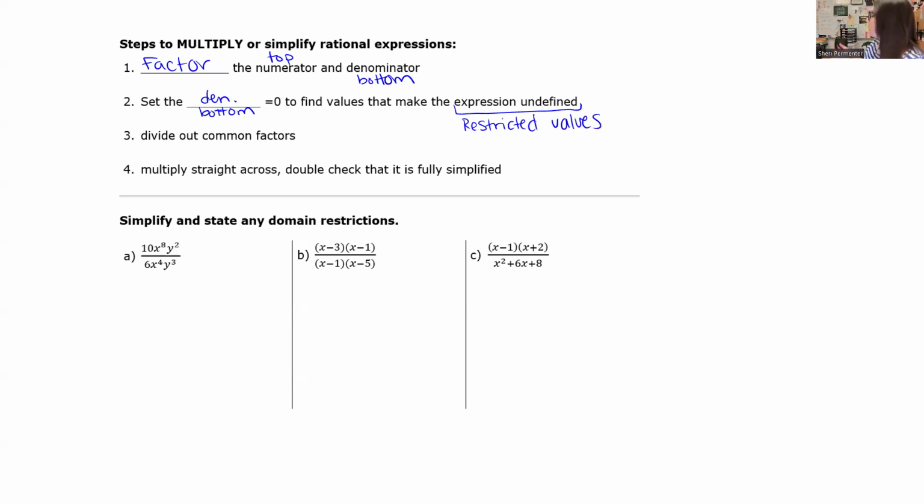And not always, it depends on the variable and the problem, but most often it ends up looking like X is not equal to these numbers. These are restricted values. X cannot be this number.